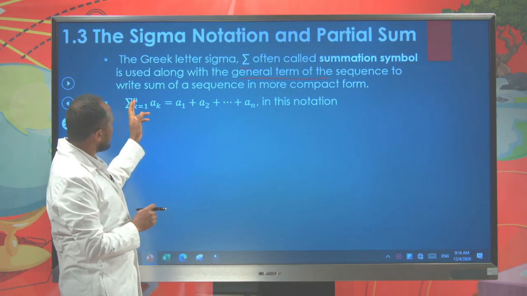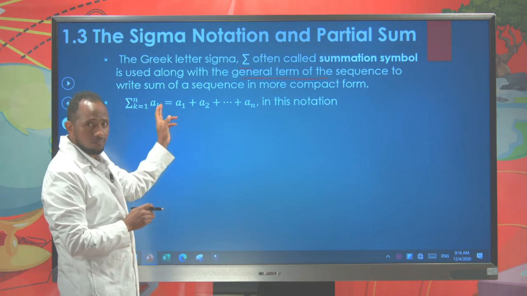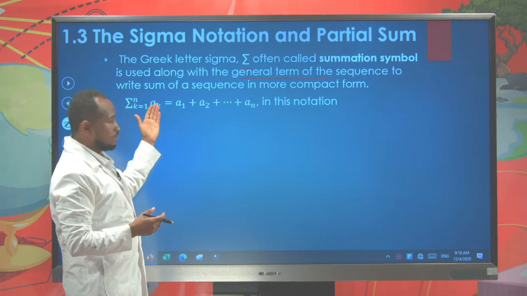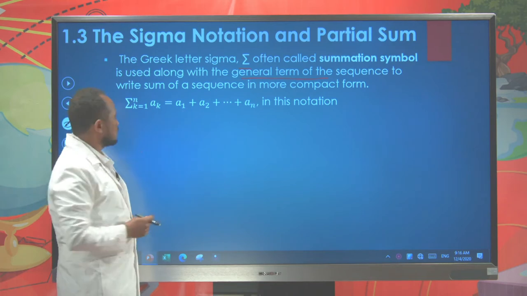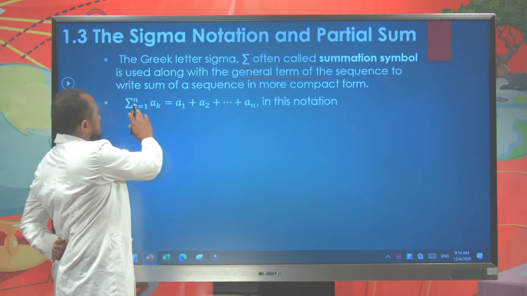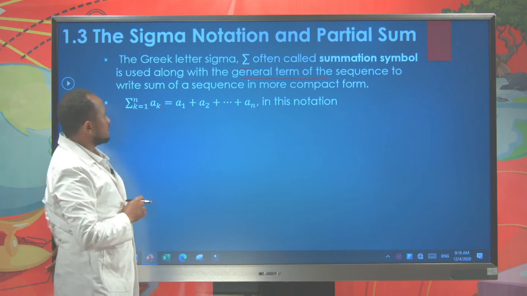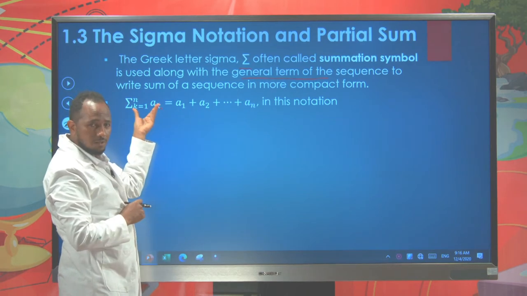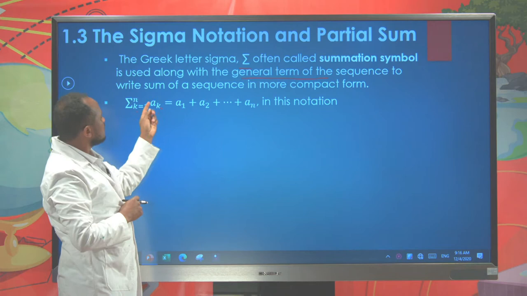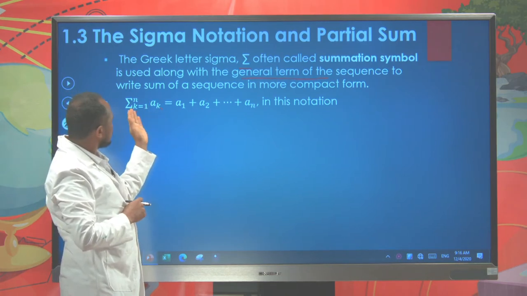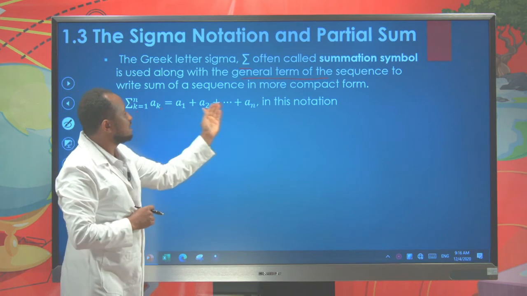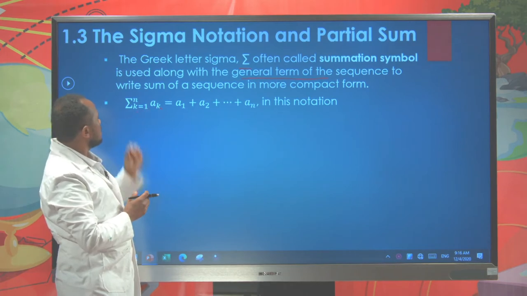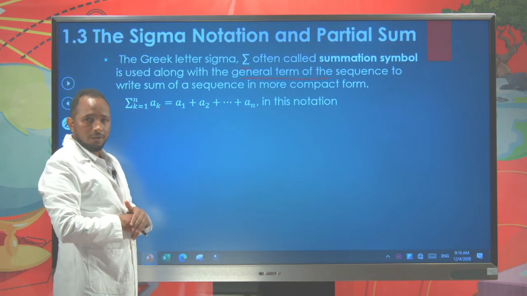This summation symbol together with the general term of the sequence, assume the general term of the sequence is a_k. Using these two together, you write the sum like this. The summation of a_k, k starts from 1 up to n, is written in this form. So it is a_1 plus a_2 up to a_n. The meaning of this is to add the terms of this sequence starting from 1 up to n. So this lengthy summation is written in a very short form like this: the summation of a_k, k starts from 1 up to n.